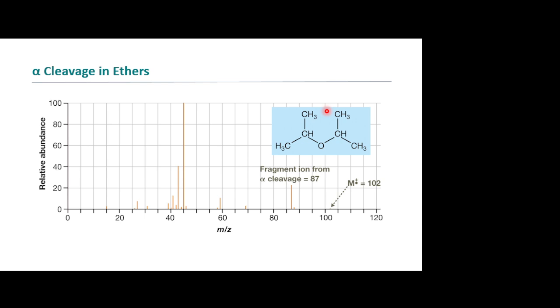Okay, so this is your ethers. Again, ether on either side. This is going to be your fragment ion from another alpha cleavage. You'll notice here we get a very small M plus. Can you guys even see that?